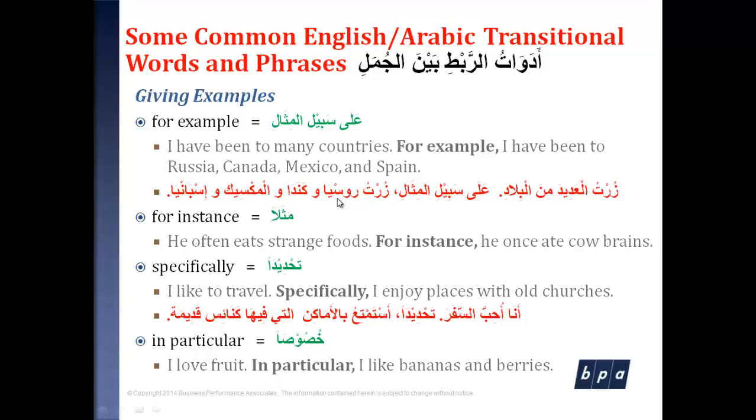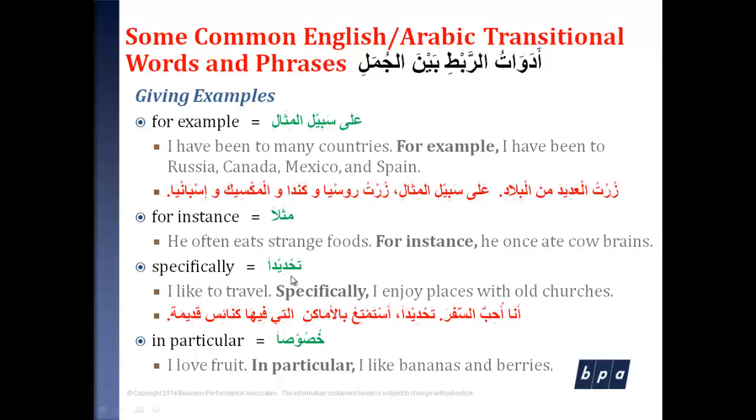روسيا, Russia. وكندا, and Canada. والمكسيك, and Mexico. وإسبانيا, and Spain. For instance, مثلا. And the use here would go with, he often eats strange foods. For instance, he once ate cow brains.